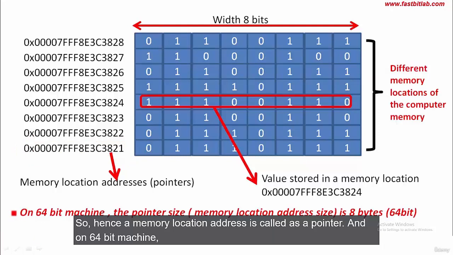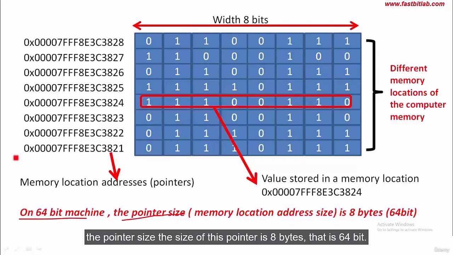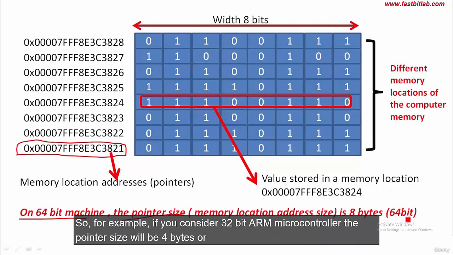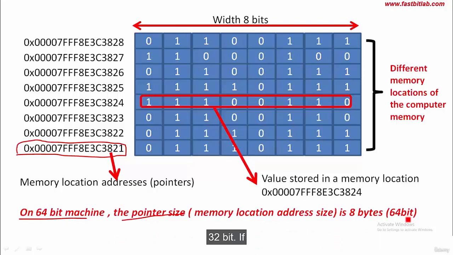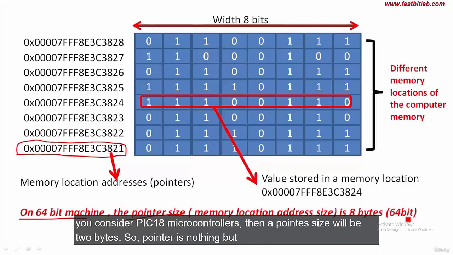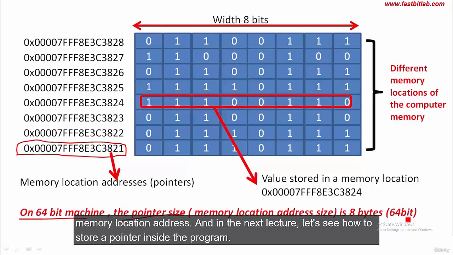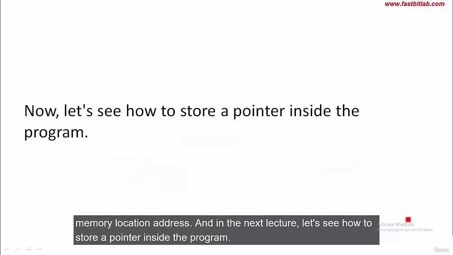On a 64-bit machine, the size of this pointer is 8 bytes, that is 64-bit. For example, if you consider a 32-bit ARM microcontroller, the pointer size will be 4 bytes or 32-bit. If you consider PIC-18 microcontrollers, then the pointer size will be 2 bytes. So pointer is nothing but a memory location address. And in the next lecture, let's see how to store a pointer inside the program.